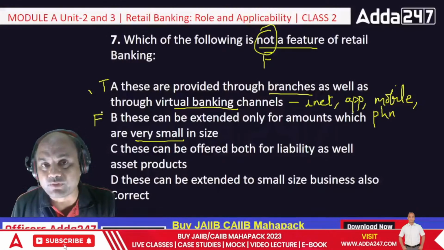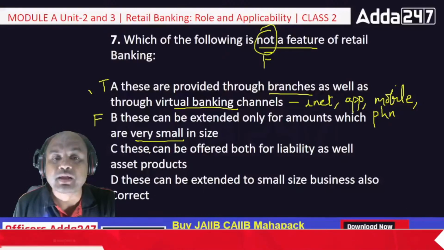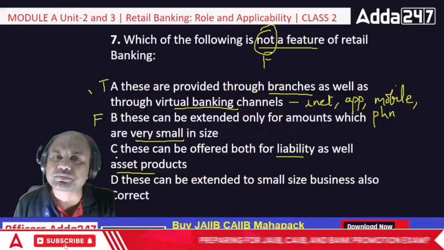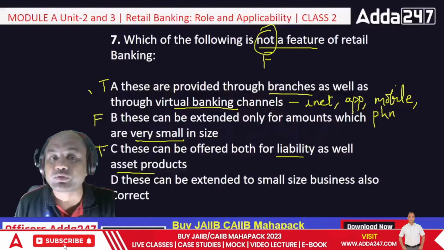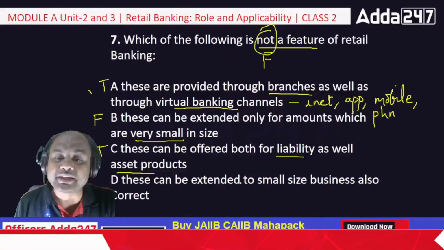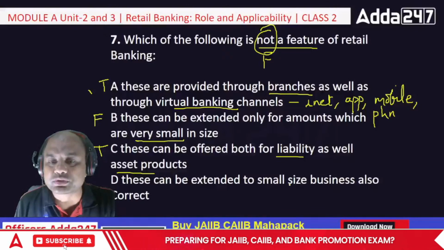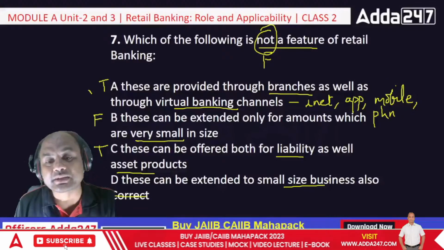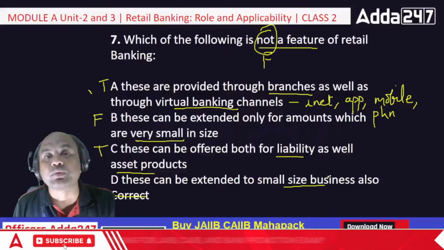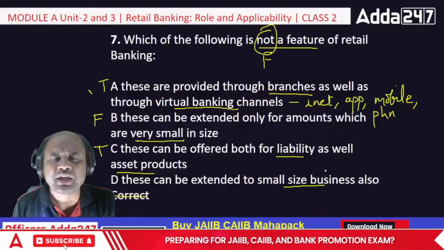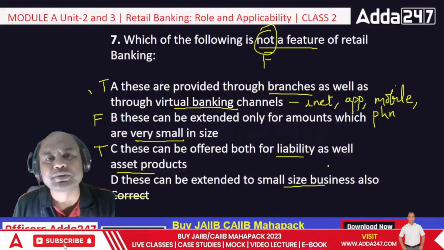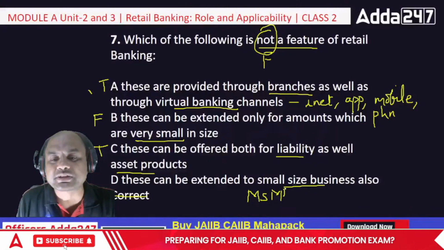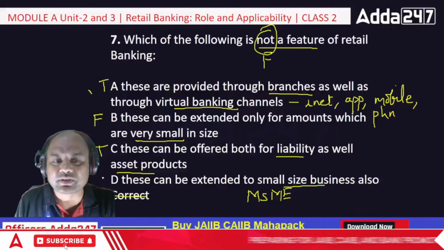Let's see, but remember, we have to find the nearest answer. C: These can be offered both as liability as well as asset products. So that is true. They can be offered as liabilities and assets. But we want false. D: These can be extended through small size businesses also. Do you have small businesses in your retail banking branch? In your branch only, do you have a small business? MSME we call it, isn't it? Do you have MSMEs over here? Have you given loans to these MSMEs? Of course, yes. So the answer is true.